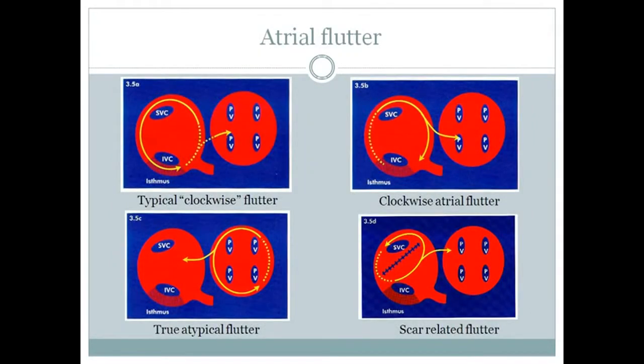Atrial flutter, reentries, another regular rhythm. We have two big classifications, typical and atypical. Okay. And the other way we can classify it is isthmus dependent or not isthmus dependent. And you guys are going to hear that again and again.